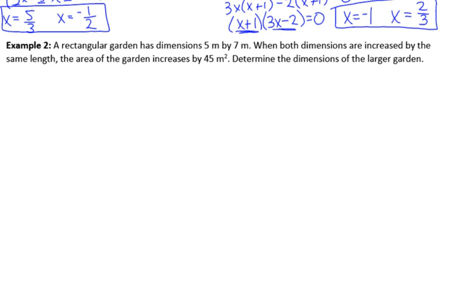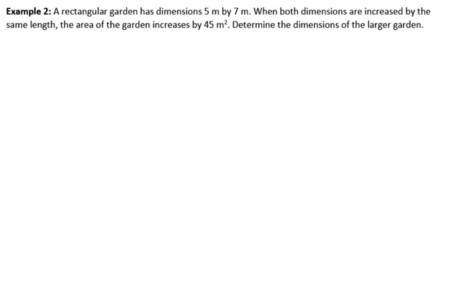Example 2. It says a rectangular garden has dimensions 5 meters by 7 meters. When both dimensions are increased by the same length, the area of the garden increases by 45 square meters. Determine the dimensions of the larger garden. So figuring out what am I adding on if it's going to be the same. So let's look at what it is right now.